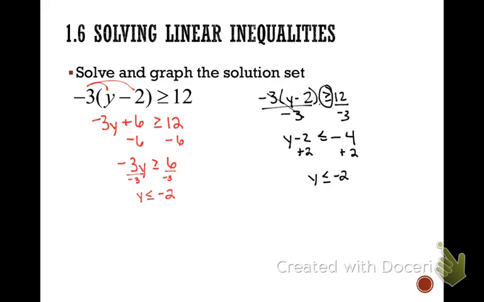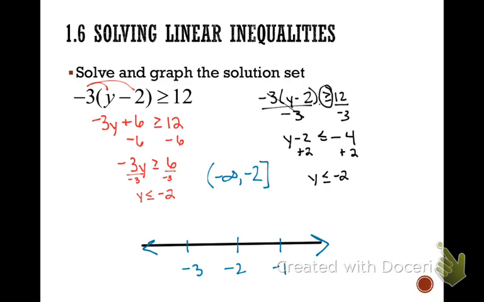Now, how would I write this in interval notation? Negative infinity, negative 2 with the bracket. It's going to negative infinity. It's stopping at negative 2, and negative 2 is included. When I graph it, I'm just going to go negative 3, negative 2, negative 1. It's going to be a closed circle, and then I am going to the left.